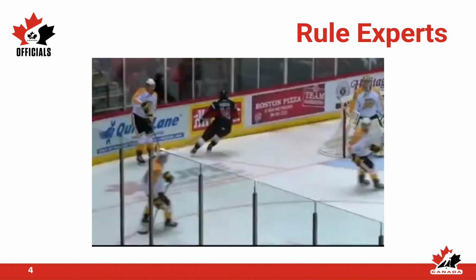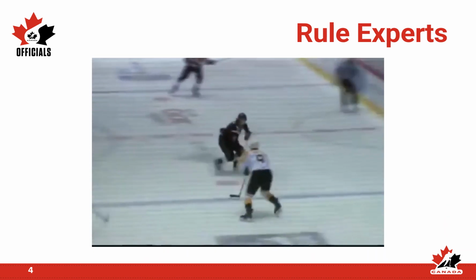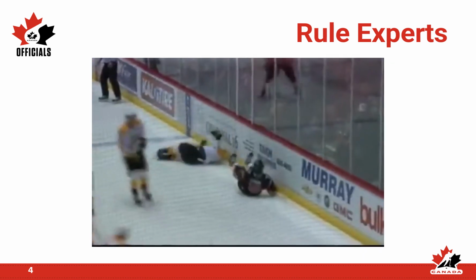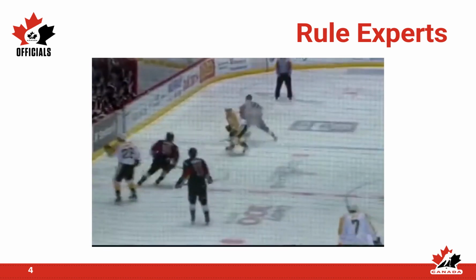So, video number 1, draw your attention to the black attacker entering the zone and the defender making a play on him at the blue line. View the play and state your referee's decision. We would have a minor penalty for clipping on this play.